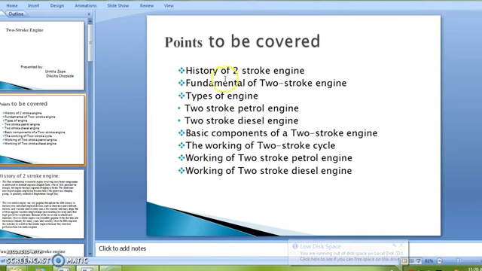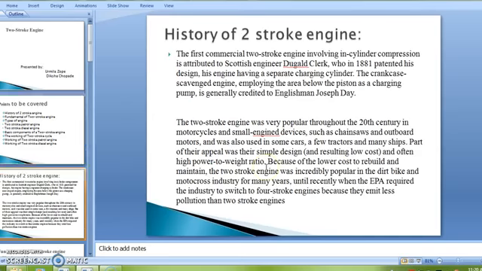Points to be covered in this are history of two-stroke engine, fundamentals of two-stroke engine, types of engine, two-stroke petrol engine, two-stroke diesel engine, basic components of two-stroke engine, the working of two-stroke cycle, working of two-stroke petrol engine and working of two-stroke diesel engine.